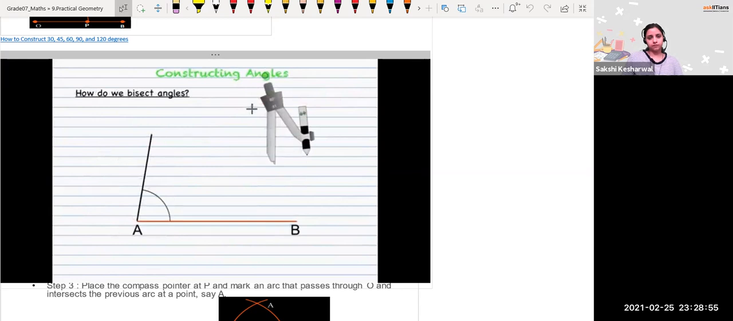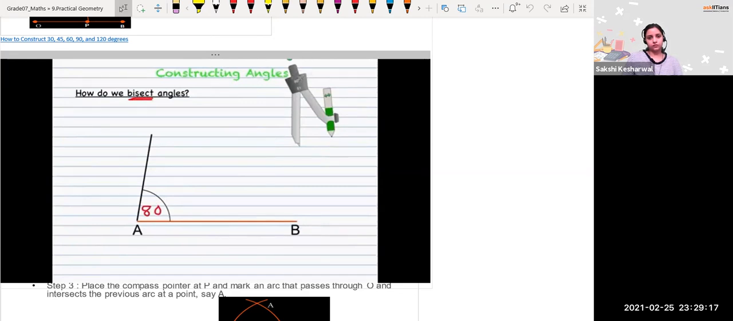Before we get to the other constructions, let me first explain what it means to bisect an angle. Now, this word bisect just means to cut something in half, all right? So if I'm bisecting an 80-degree angle, I'll be creating two 40-degree portions. Let me now demonstrate how we go about bisecting any angle. So I'll use this same angle here as an example.